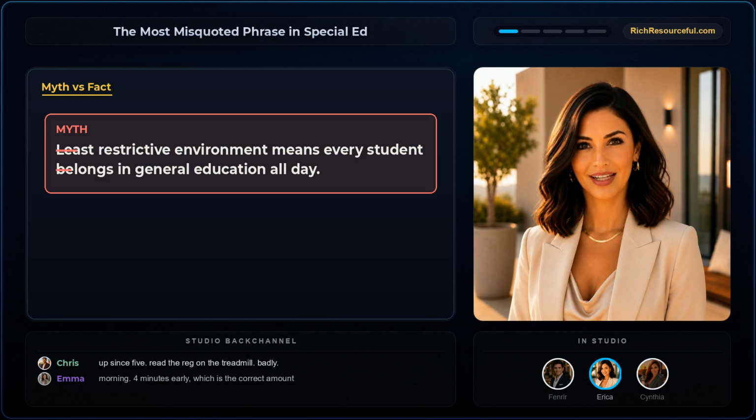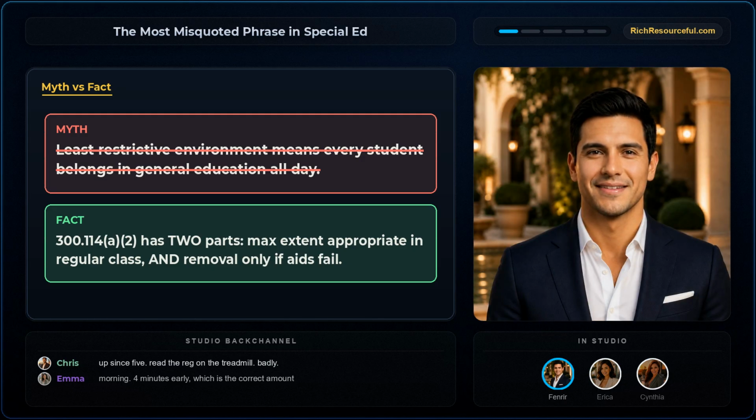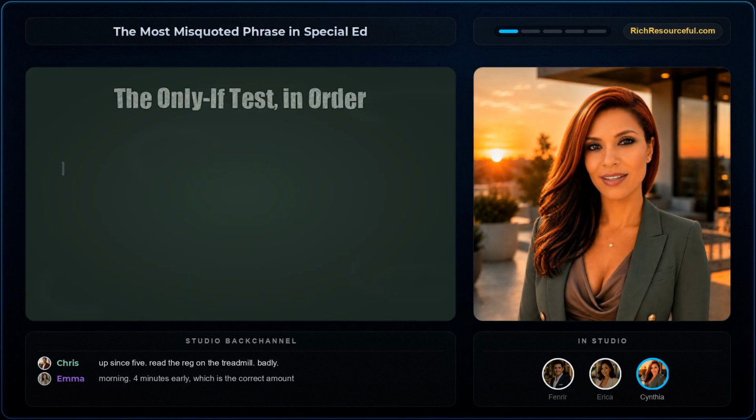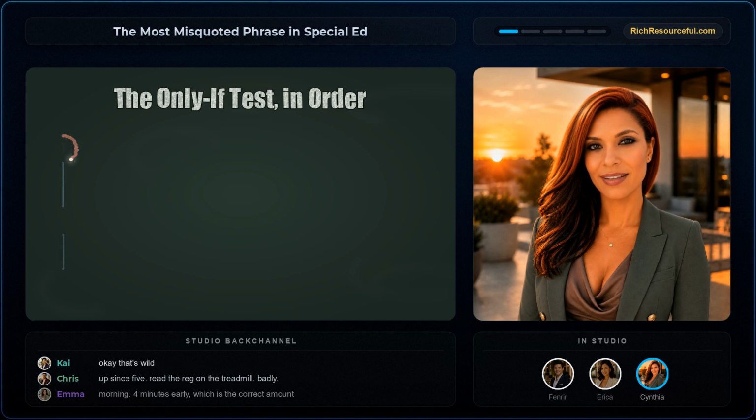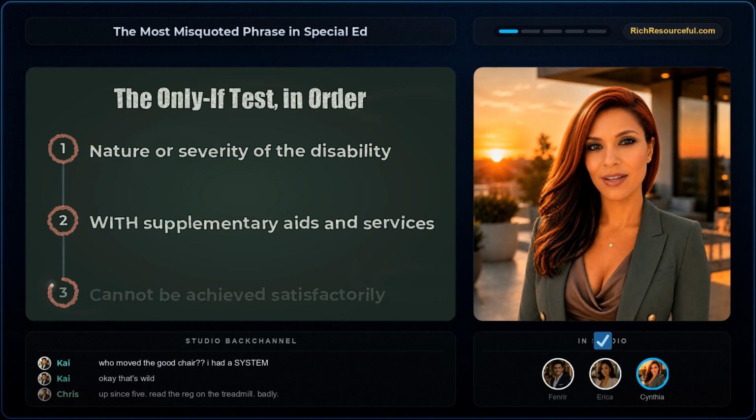Small 2. Special classes, separate schooling, or other removal from the regular educational environment occurs only if the nature or severity of the disability is such that education in regular classes, with the use of supplementary aids and services, cannot be achieved satisfactorily. Only. Not usually. Only. Every word after only is doing work: nature or severity, with supplementary aids and services, cannot be achieved satisfactorily. Skip the middle clause and you've written yourself a permission you never had.